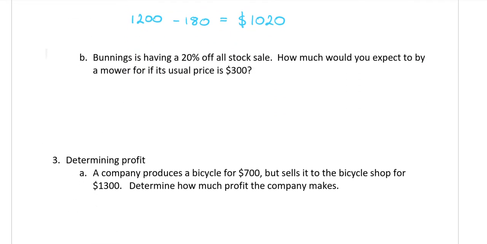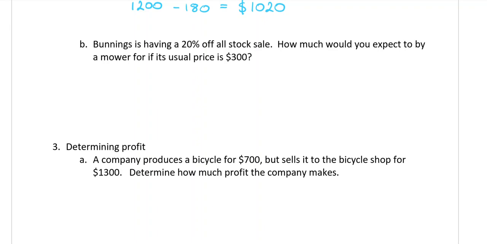Do another one, B. Bunnings is having a 20% off all stock sale. How much would you expect to buy a mower for if its usual price is $300? So find 20%. 20% of 300. What does that equal? You guys typing this in? What do you get?